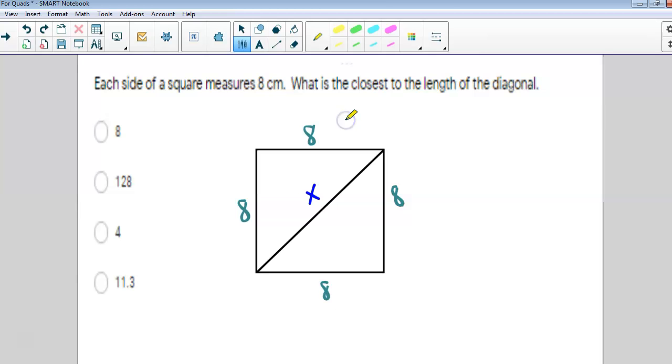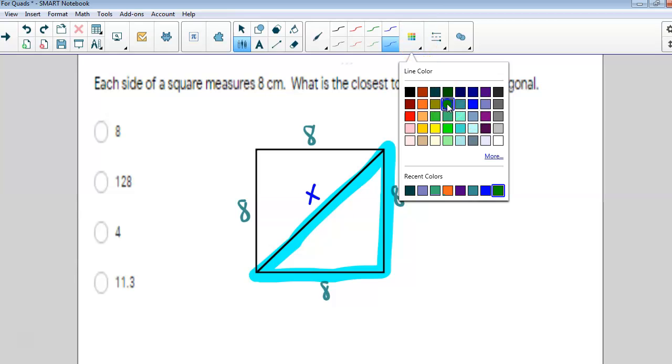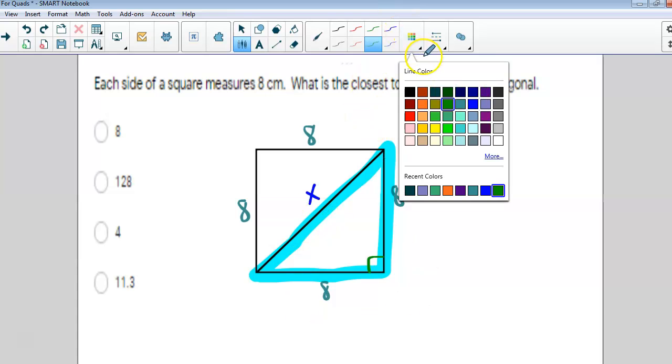So I'm just going to pick one of them, this one right here. The other thing you need to remember about a square is that we have 4 right angles. So down here in this bottom right hand corner, I have a right angle, which makes this a right triangle.